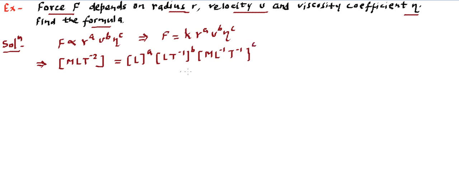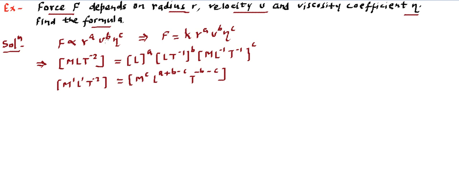So now we will be simplifying this right hand side and comparing it with the left hand side. On the right hand side, we get M raised to power c, then L raised to power a from here, b from here, and minus c from there, so it's going to be a plus b minus c. The total dimension of T on the right hand side is going to be minus b, and from here you'll get minus c. Now the left hand side has M raised to power 1, L raised to power 1, T raised to power minus 2.